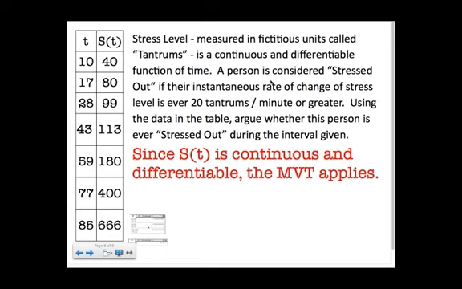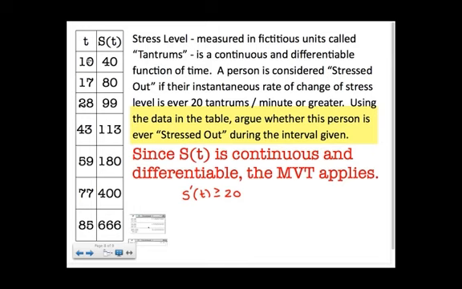A person is considered "stressed out" if their instantaneous rate of change of stress level is ever 20 tantrums per minute or greater. So if their S prime of t is ever greater than or equal to 20, a person's considered stressed out. Using the data in the table, argue whether this person is ever stressed out during the interval given.